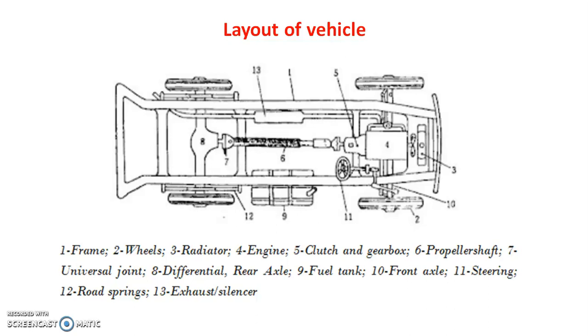Now let us see vehicle layout and its types. This figure shows you the general layout of the vehicle, in which you will see the important components of the vehicle. Number 1 is frame, number 2 is wheels, number 3 is radiator, number 4 is engine, number 5 clutch and gearbox, number 6 propeller shaft, number 7 universal joint, number 8 differential rear axle, number 9 fuel tank, number 10 fuel axle, number 11 steering, number 12 road springs, number 13 exhaust or silencer. So these are the main important components of layout of the vehicle.